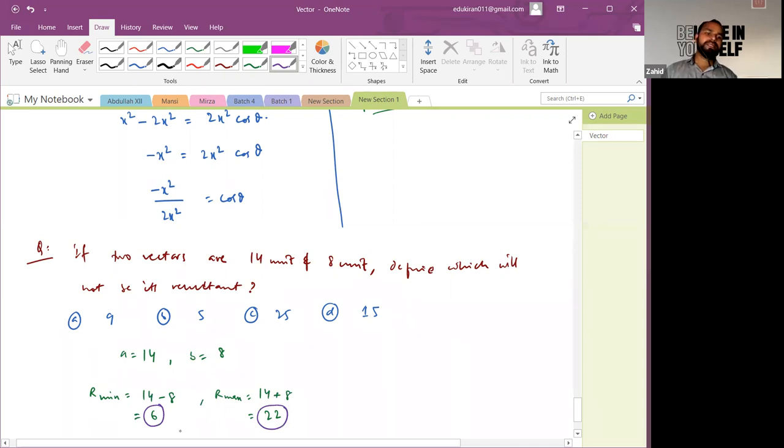First is 9, which is in between this range, so it must lie. Second is 5, which is beyond this range, so this will not be possible. Third is 25, which is again beyond this range, so this will also not be possible. And fourth is 15, which will lie in this range, so it will be possible. So option B and C will not be the resultant of these two vectors. Is it clear, Shuam? Wahid, is it clear? Good.